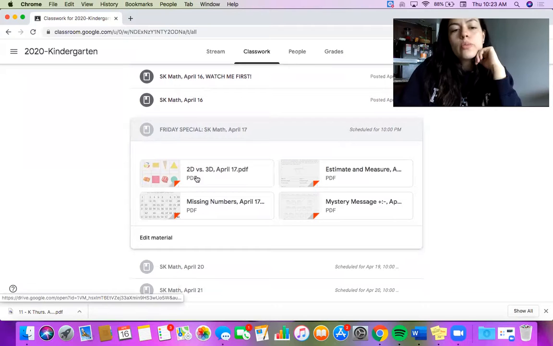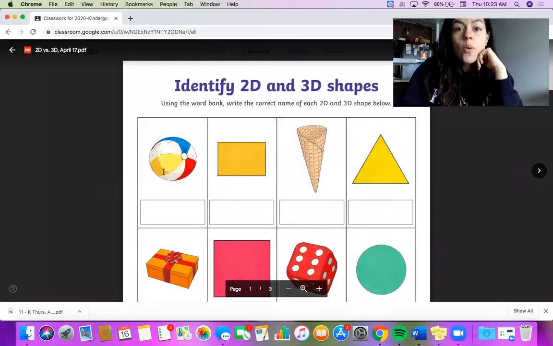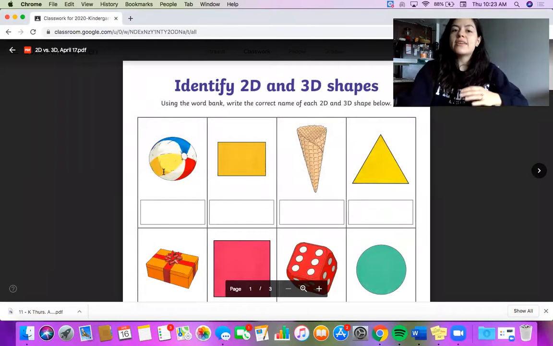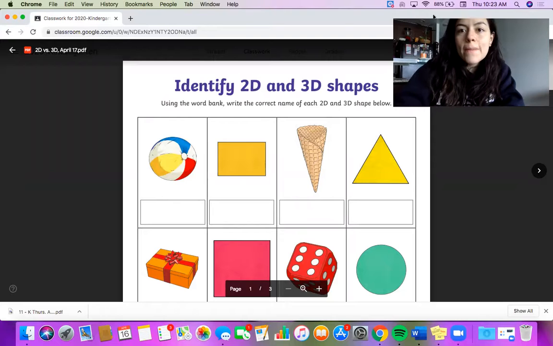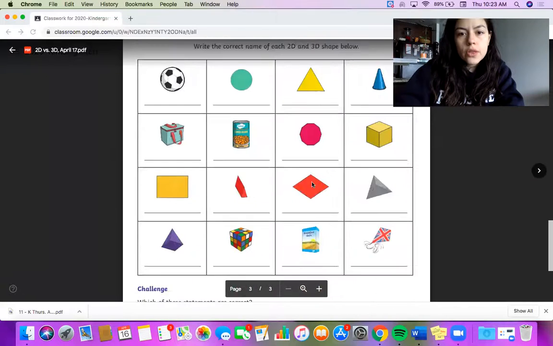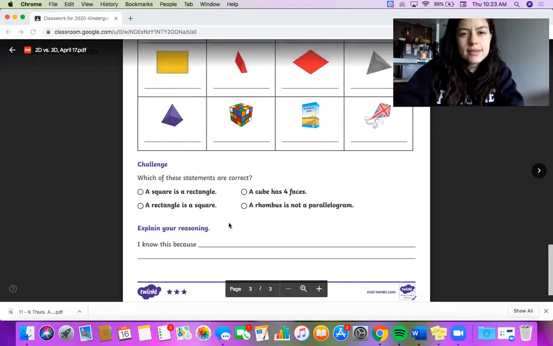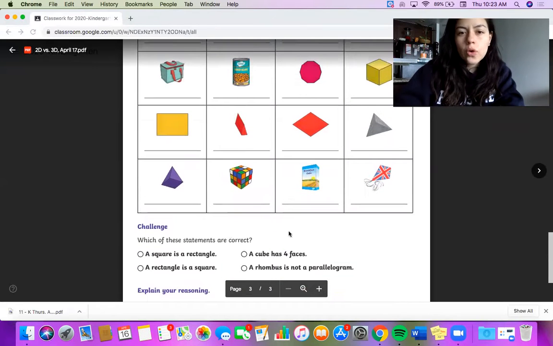When you click that, there will be 4 documents. They are all assigned for today. And they go over all the units we have either just finished or are still working on. So the first one is all about geometry, identifying 2D and 3D shapes. Now, you're gonna see that there's 1, 2, 3 sheets in this file. The third one is very tricky because there's no word bank.